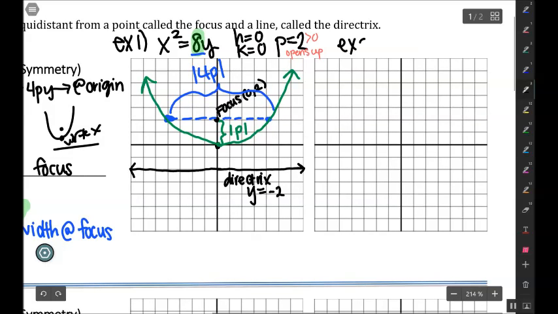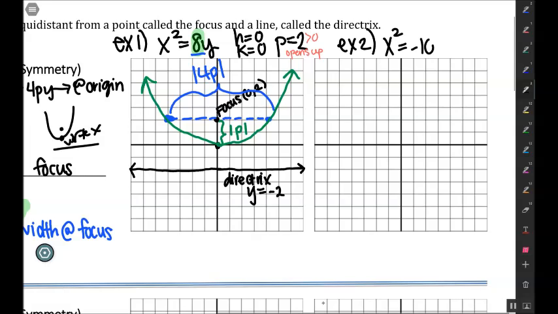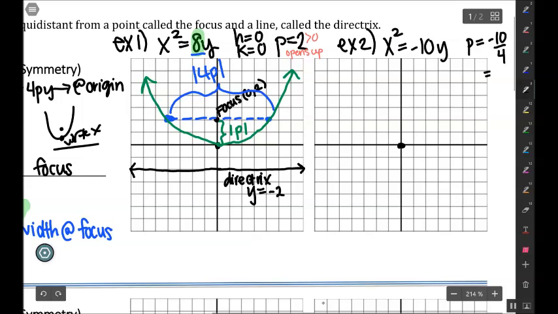So example 2, x squared is equal to -10y. Okay, so 0, 0 again for h and k. Vertex is at the origin, but what's p? So in this case, I would take -10 divided by 4. That's going to give you -2.5 or -5/2. I don't usually care for decimals, but in this case I need to estimate on a graph, so I will write it as a decimal.